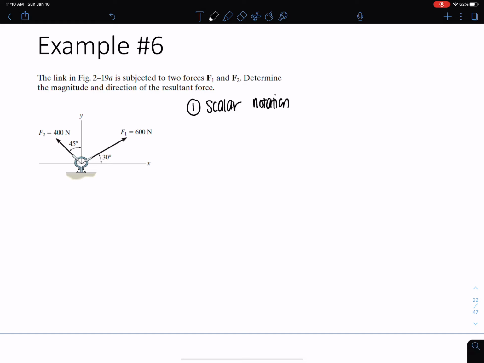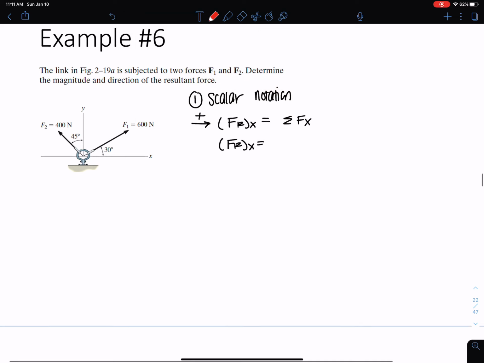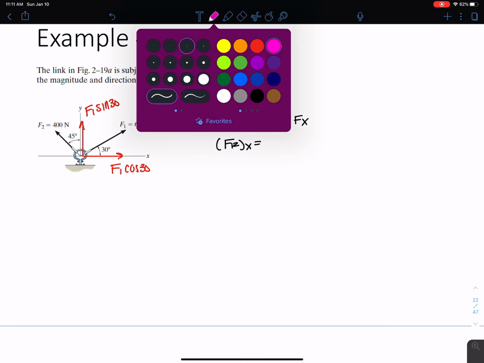Okay, so I'm going to sum. I want the resultant in the x direction. Okay, I always want to specify which direction is positive. Okay, I'm going to say the right is positive, and all I need to do is sum the forces in the x direction. And now if I do that, I get the resultant force is equal to, let me come over here and put this into components, F1 cos 30, F1 sine 30.